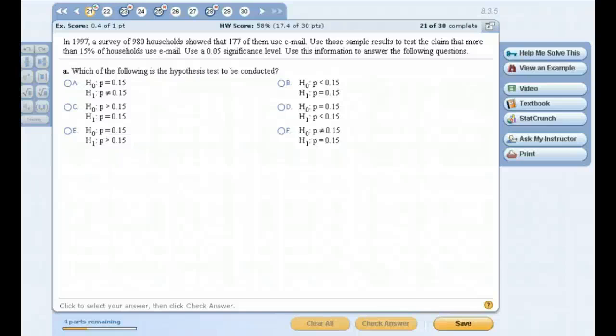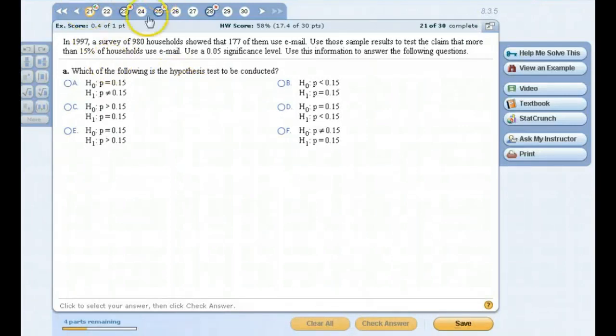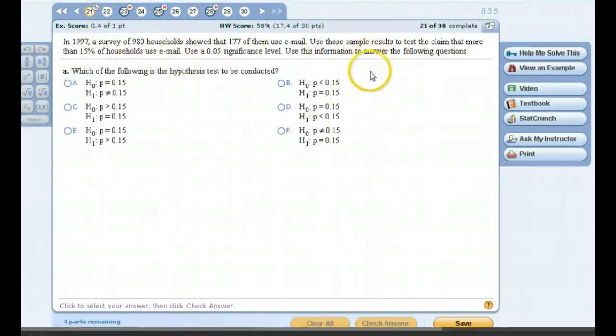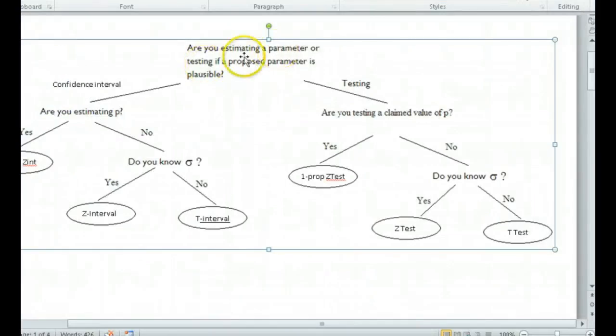Okay, class, this is examples of hypothesis tests from Chapter 8 homework. So, when you're doing these, you read the question, and you look for keywords to let you know if you're doing a z interval, a t interval, or a one prop z interval. So when I'm looking at this, I see test the claim. That lets me know that I'm doing a hypothesis test.